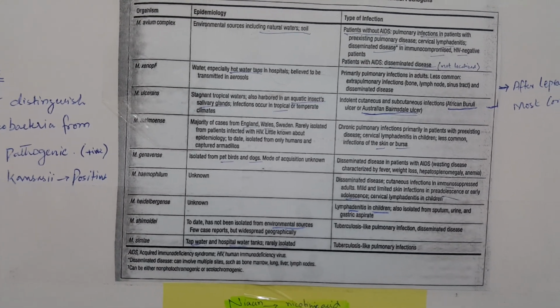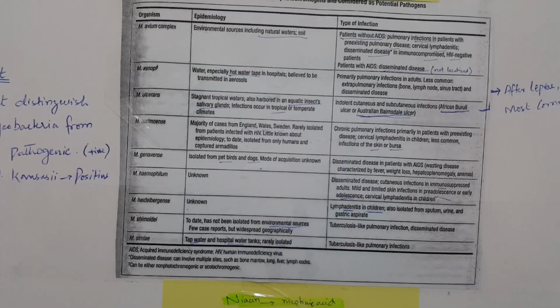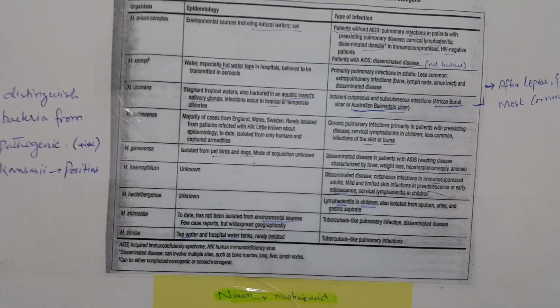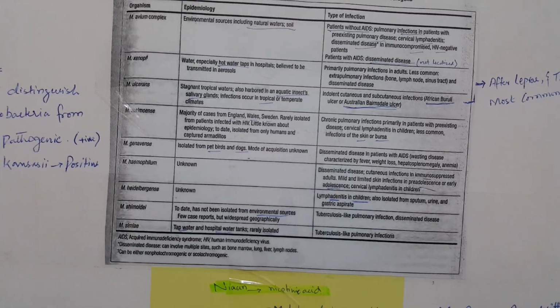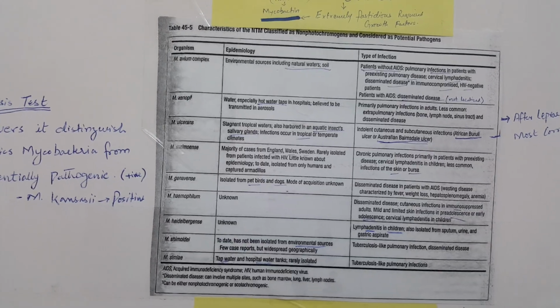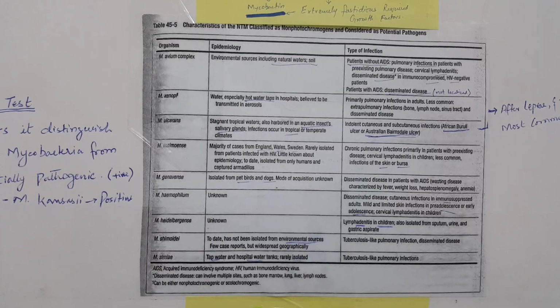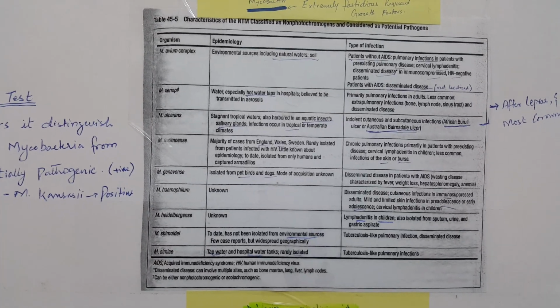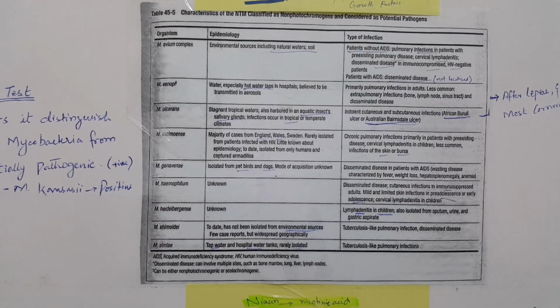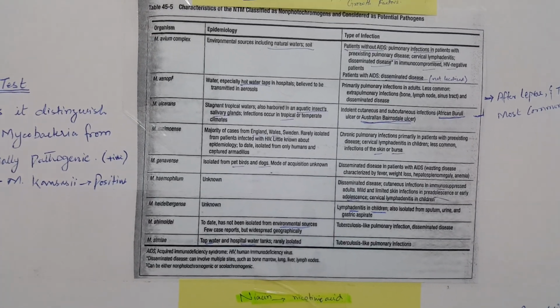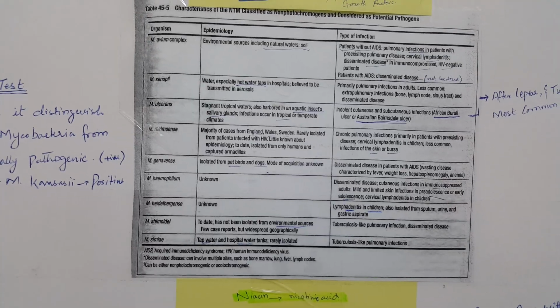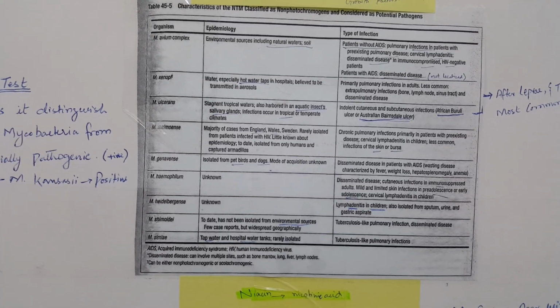M. xenopi is another organism in this group, found especially in hot water taps in hospitals, and believed to be transmitted through aerosols. M. xenopi is primarily involved in pulmonary infection in adults, but it can also be found in the bone, lymph node, and sinus tract, and it also causes disseminated disease.